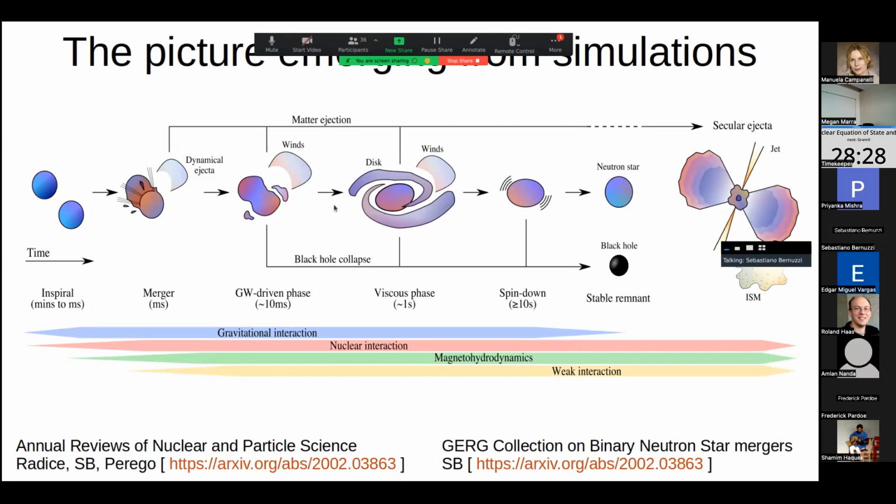The thing that I want to stress here is that there are very different timescales in the problem, timescales of emission, and we will discuss some of those during the talk. There are also, for what concerns more electromagnetic emission, different ejecta.